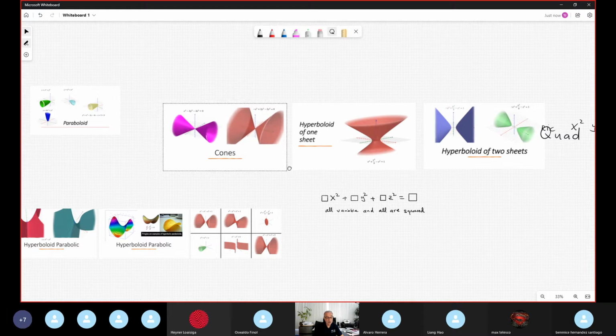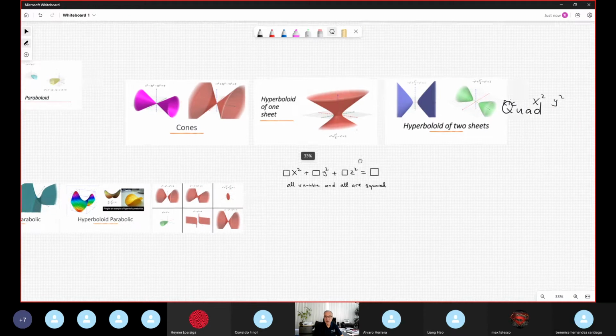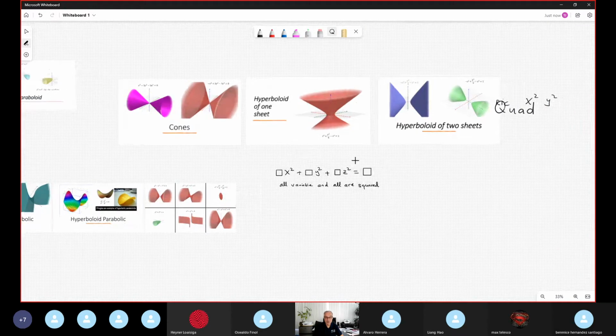Guys, I dedicate time to this. Therefore, I expect that when I put an equation, you immediately recognize whether this equation corresponds with the cone, or this equation corresponds with the ellipsoid. Okay? What is the common part between these figures?